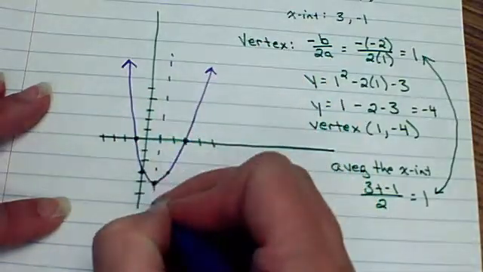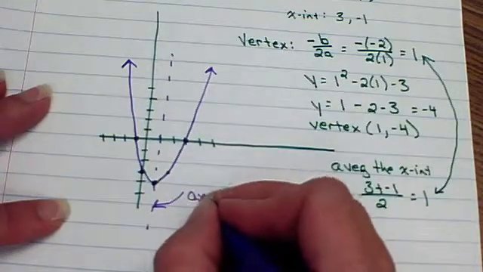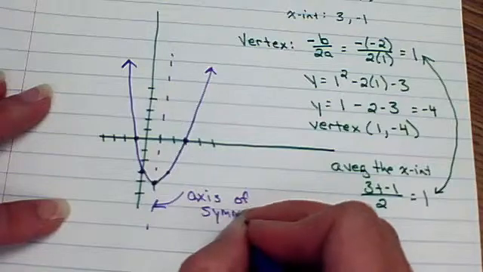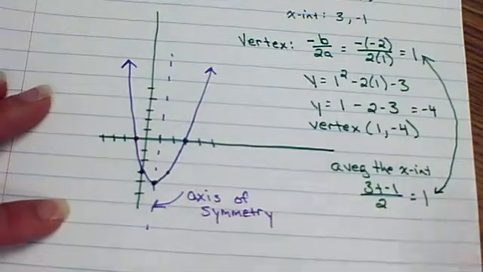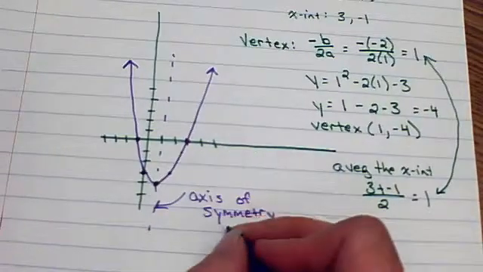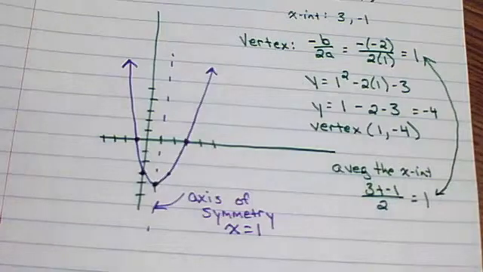you have symmetry. And this dotted line, this is the axis of symmetry. It always goes straight through that vertex. It makes it equal on either side. Now that axis of symmetry is the line x equals 1. You'll notice that it's the x value of our vertex.